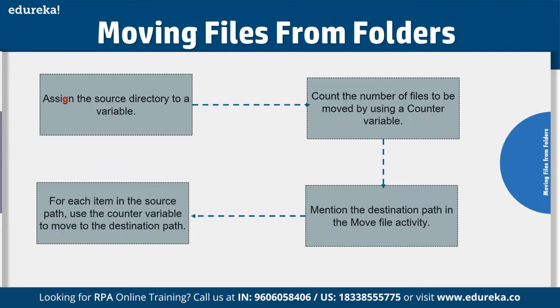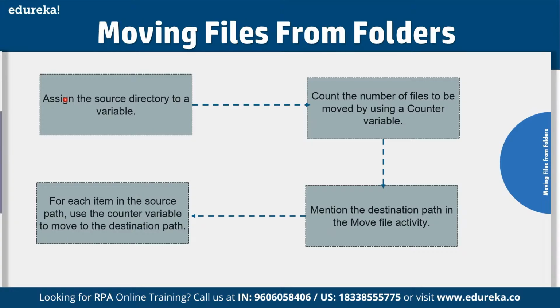So over here, what are the steps that we have to do to automate the task of moving files from one folder to another, right? Assign the source directory to a variable. So we will get the path of the source file that we have to move from one folder to another. Count the number of files to be moved by using a counter variable. So we'll have to count the number of files. Then we need to find the destination path. And for each item in the source path, we will have to use that to move the files.